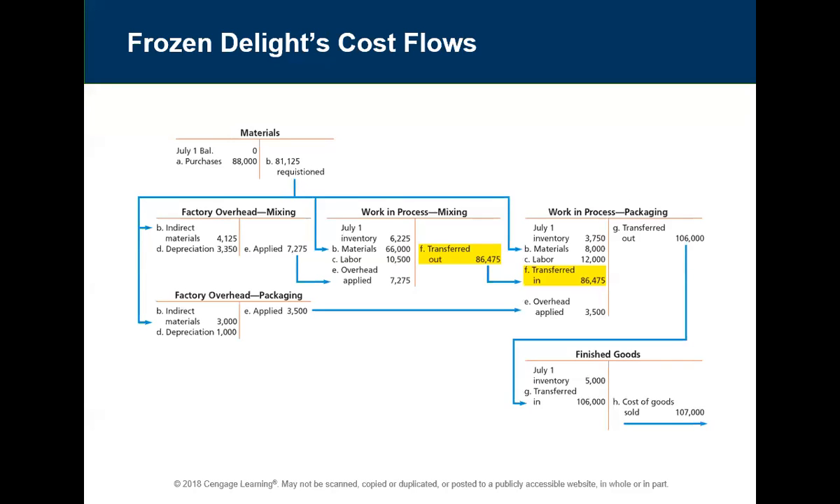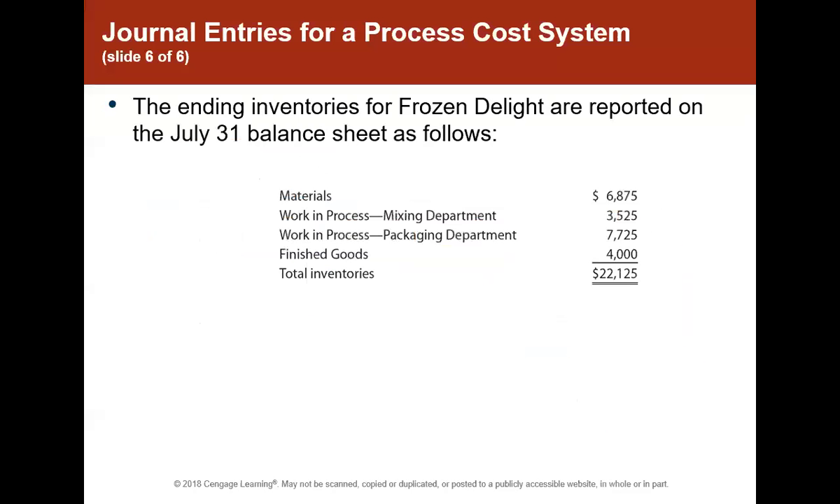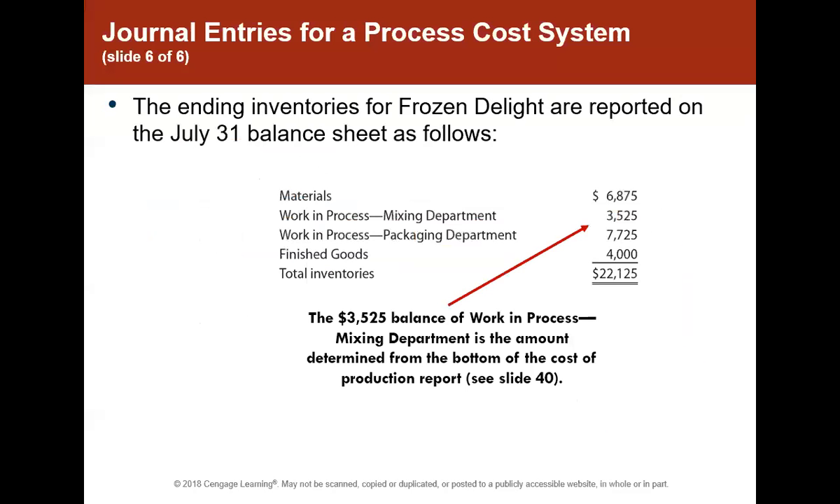So again, materials is the same. The only difference with your work in process is you have two now, but you have beginning inventory, materials added, labor added, overhead added, what was completed and transferred out. Okay, so it's really, again, the same flow. You're just adding another work in process in. And then we can do total inventories just like we did before. So they're just balancing T accounts to get ending materials, both work in processes and ending finished goods. So total ending inventories is just the balance of those T accounts.